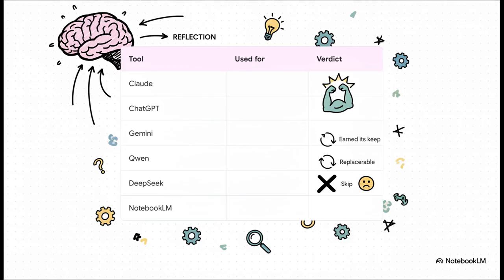Did a tool actually earn its keep by doing something the others just couldn't? Was it totally replaceable? Or is the final verdict a hard skip, meaning you spent 40 minutes fighting with a stubborn prompt when you could have just done the task yourself in 10? That brutal honesty is exactly what builds good habits.